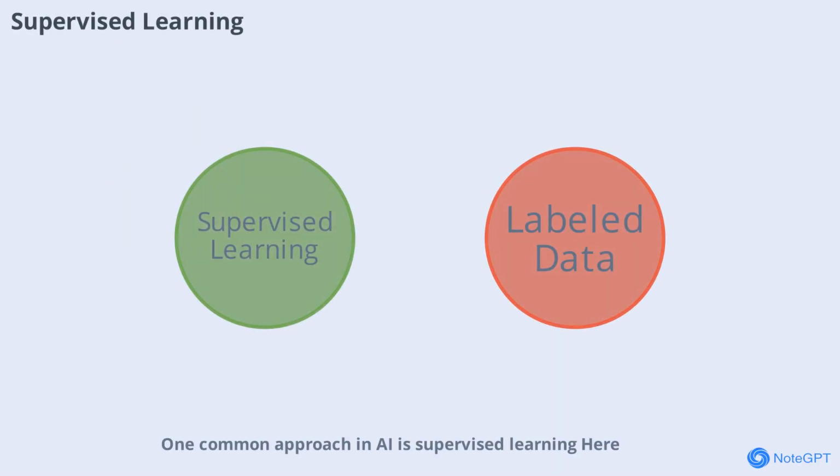One common approach in AI is supervised learning. Here, the system is trained on labeled data examples where the correct answer is already known. By learning from these examples, the AI can generalize to new, unseen situations.